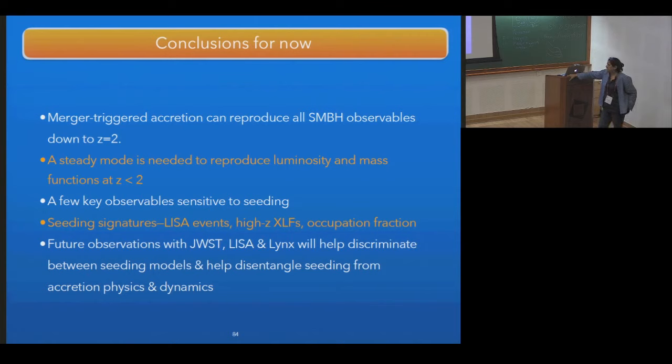Okay. And there are several key observables that are sensitive to seeding: LISA events, high redshift luminosity functions in the X-ray, occupation fraction, and also, of course, observations with JWST. I think that the combination of these sets of instruments that are going to be available soon will help us disentangle. We are still working on trying to find any further observables that we can come up with, observational probes of these models. So this is where we are at the moment.